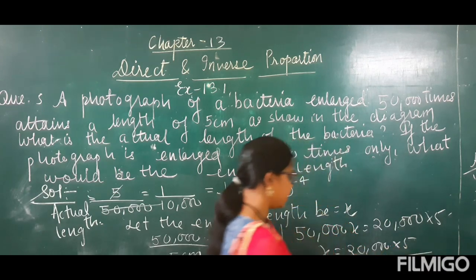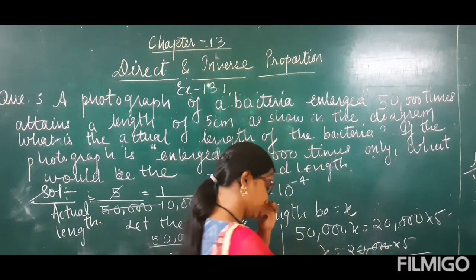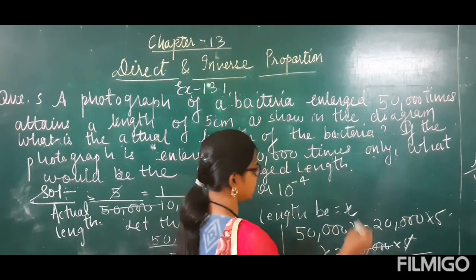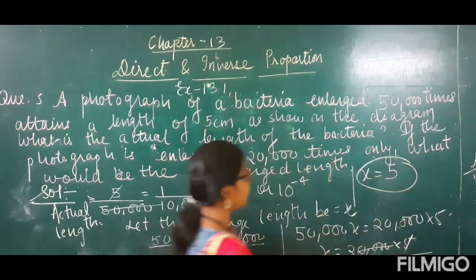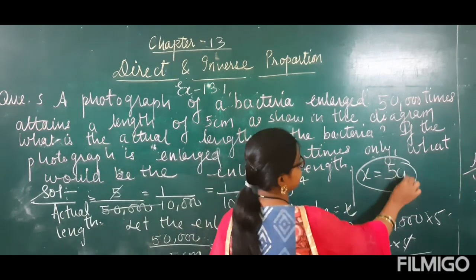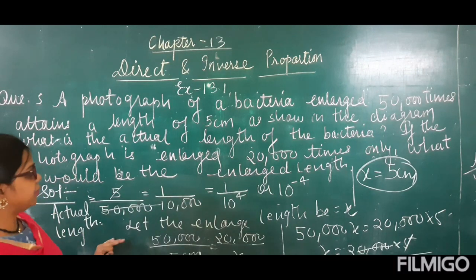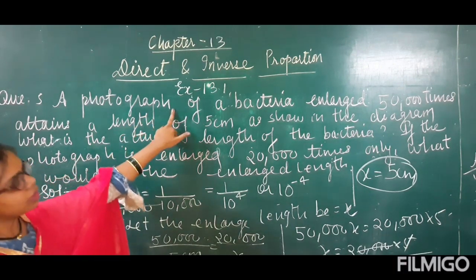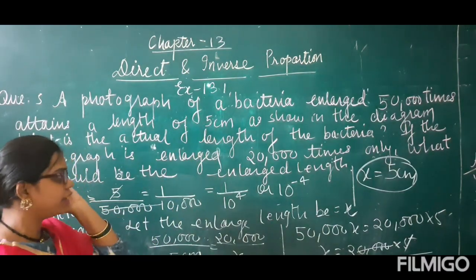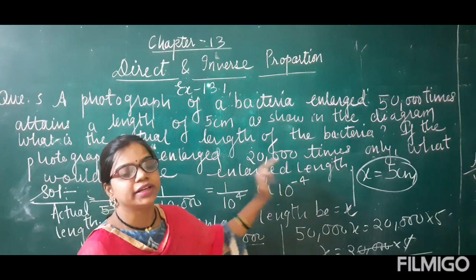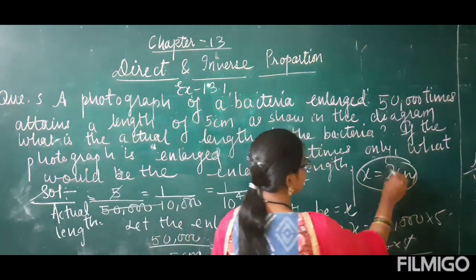From here you can see the zeros will get cancelled, and this 5 and this 5 will get cancelled. From here you will get the value of x as 2 centimeters. So on enlarging it 50,000 times you will get 5 centimeters. Similarly, for enlarging it 20,000 times you will get 2 centimeters. This is the answer.